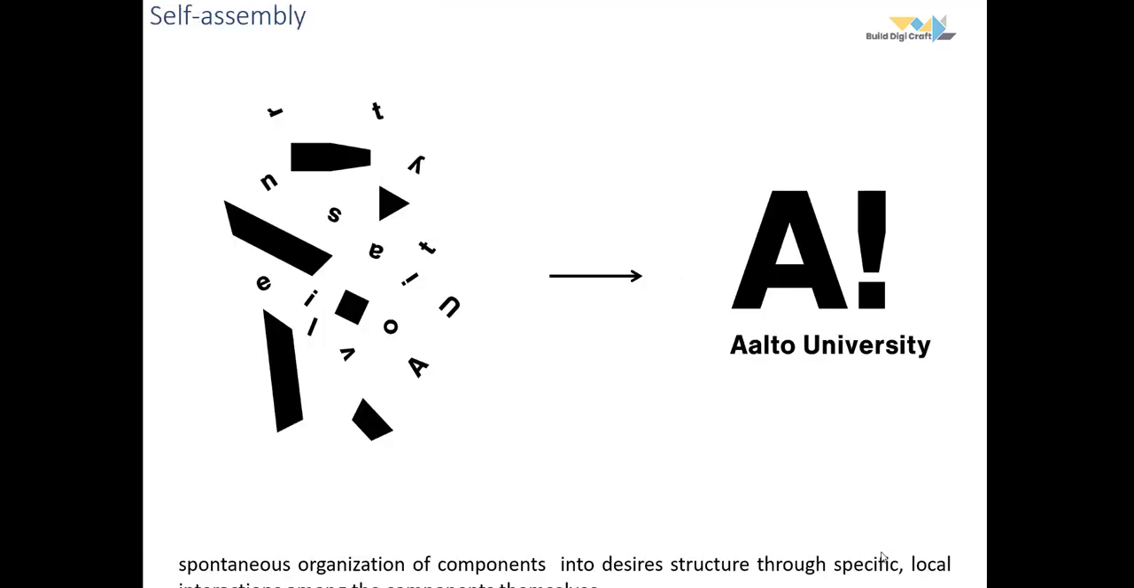One possible solution for this problem is self-assembly. For us, self-assembly is usually defined as a spontaneous organization of components into desired structures through specific local interactions among components themselves. That's a bit of a technical definition, but it's important, and it should be clear why later. Basically, you can imagine that you just put your components together, give them some time, and they will come and form a structure which you wish them to form.